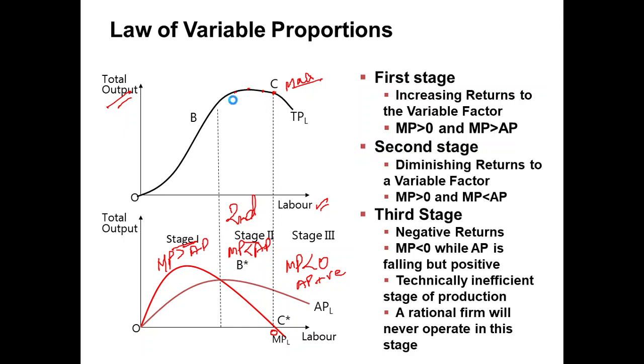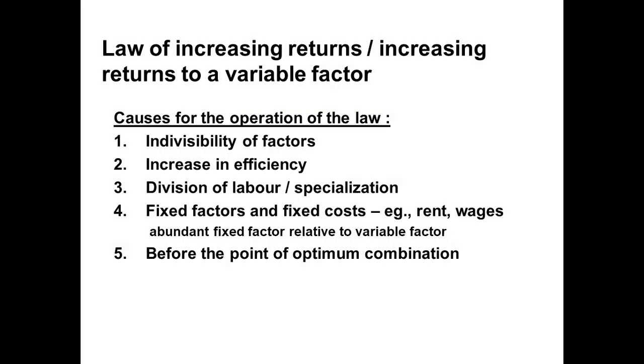So moving on to the next part: why these three different stages of production, what are the causes of these stages, why in the first stage there is increasing return, why in the second stage there is decreasing return, and in the third stage there is negative return.